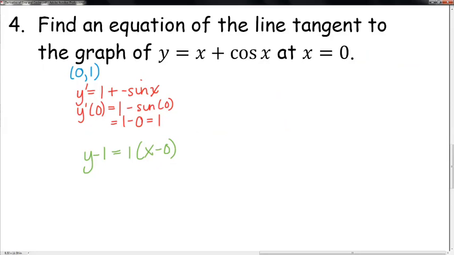Alright, please start memorizing the relationship of your derivatives of sine and cosine.